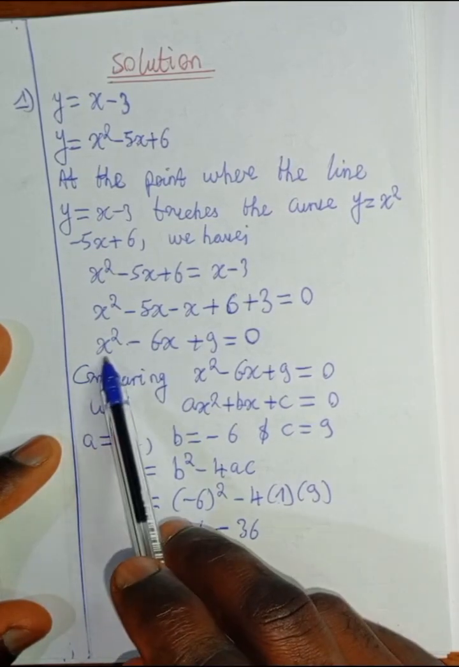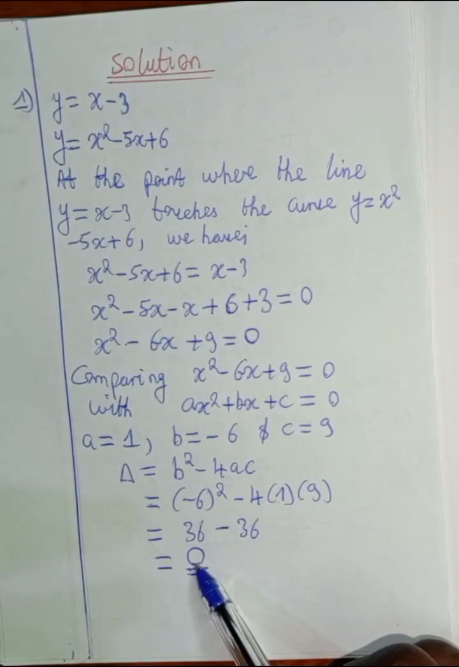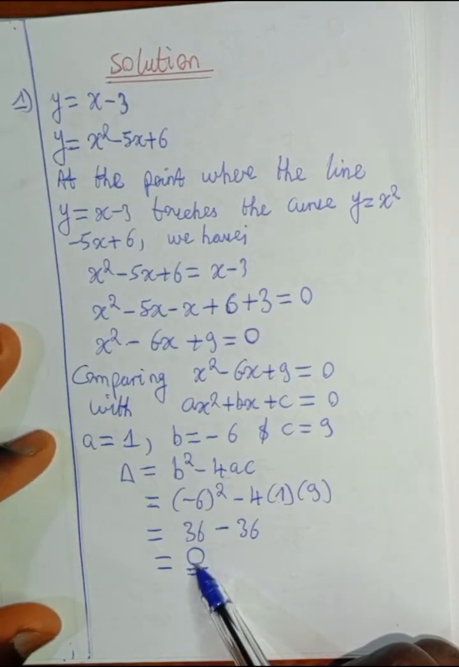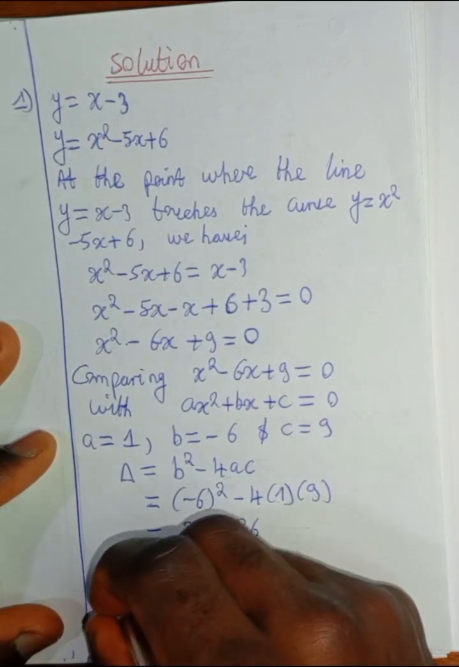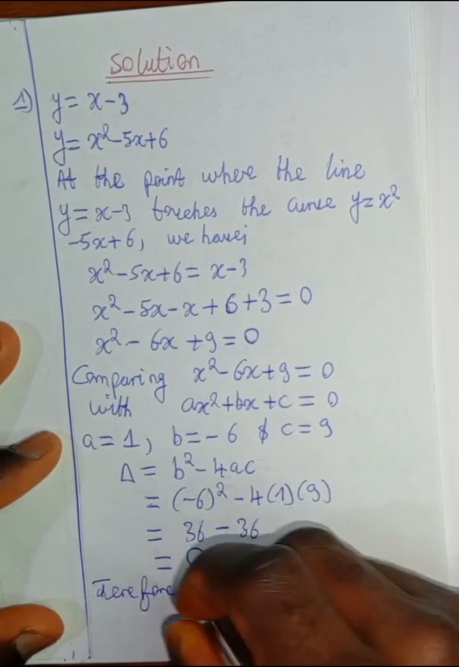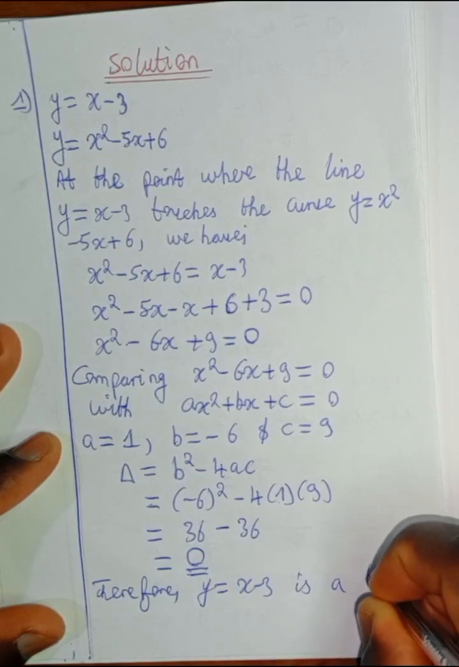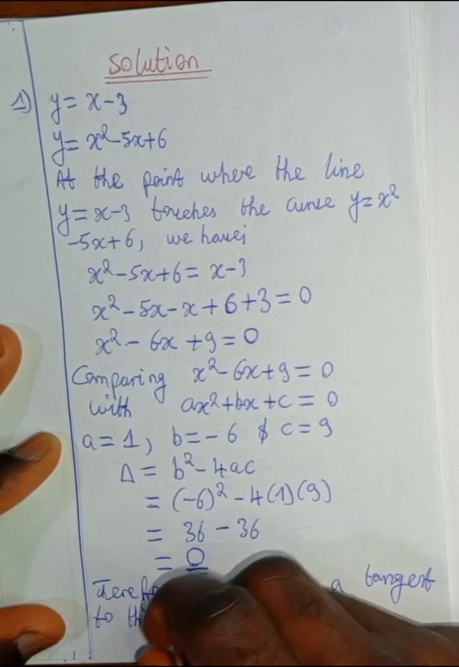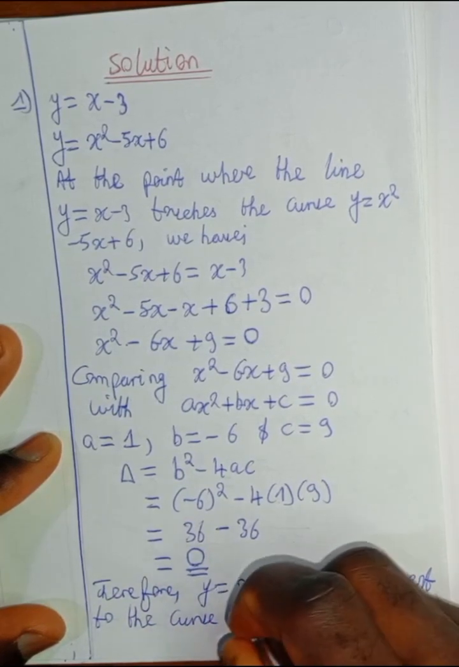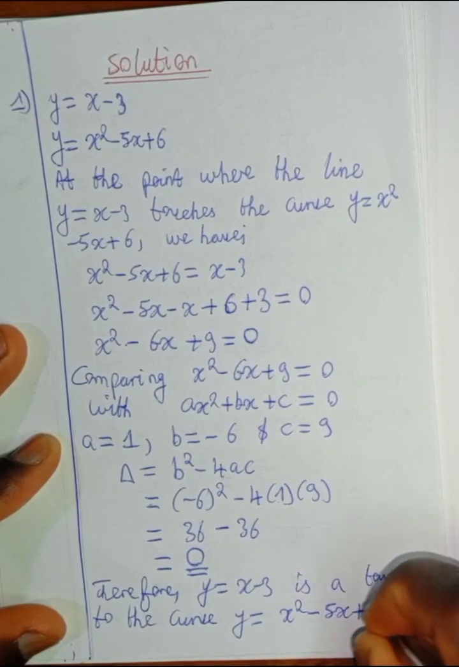Since the discriminant of x squared minus 6x plus 9 is equal to 0, therefore it means the line y equal to x minus 3 is a tangent to the curve y equal to x squared minus 5x plus 6. We conclude therefore that y equal to x minus 3 is a tangent to the curve y equal to x squared minus 5x plus 6.